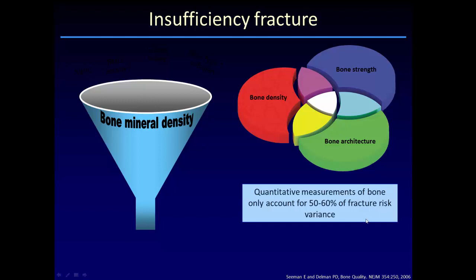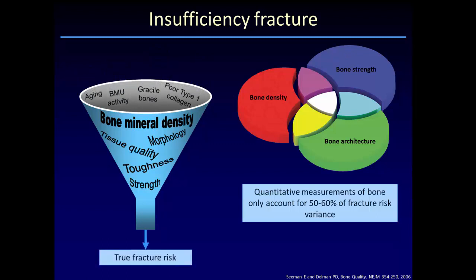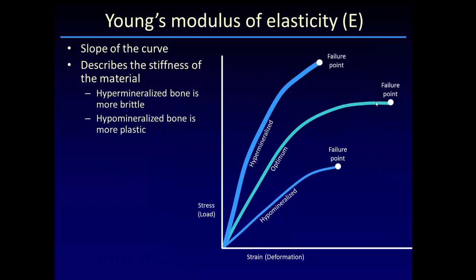In fact, when you look at patients who have fragility fractures, the variance that's caused by quantitative measurements really only accounts for about 50 to 60% of the variance. And we have to think of bone strength as a composite, not just of density, but of many other features of the bone, such as the quality of the tissue, the quality of the collagen, how well that mineralization is organized, and the architecture of the cortex and trabeculae in that bone. So measuring density alone is really not enough. Bone may be dense and yet not really function well.